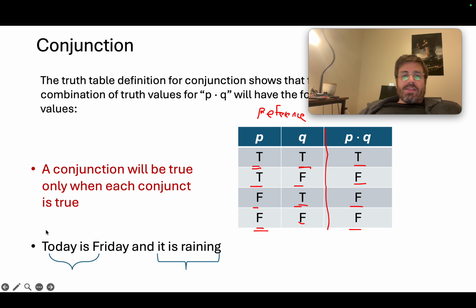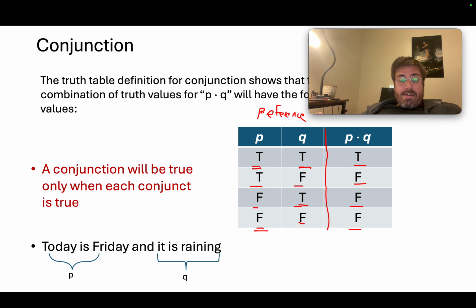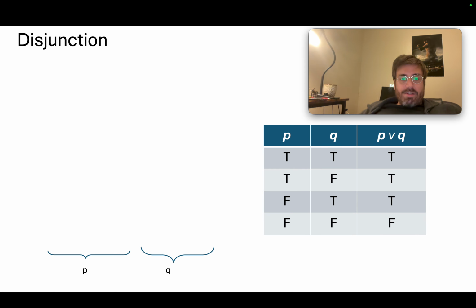So if I look at a sentence like this, today is Friday and it is raining, and I symbolize the first conjunct, today is Friday, with P, and I symbolize the second conjunct, it is raining, with Q, I know that for and to be true, I need both P and Q to be true, because the and is contingent on the truth value of both parts of that sentence. I can't have just Friday being true or raining being true. I need both of those component parts to be true for and to be true.